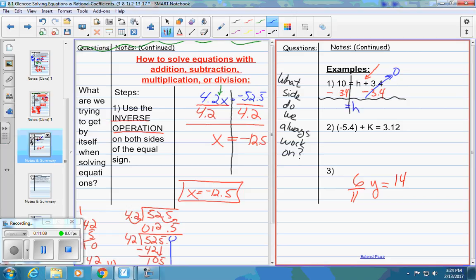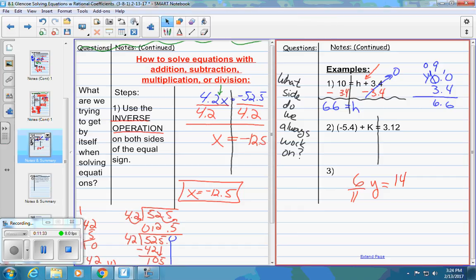Equal sign comes down. 10 minus 3.4. Always line up those place values. It helps. So the answer is 6.6 for that one. Hey, on number 2, we're going to draw a vertical line on the equal sign. And the side we're working on this time is the left side because that's where the variable is.